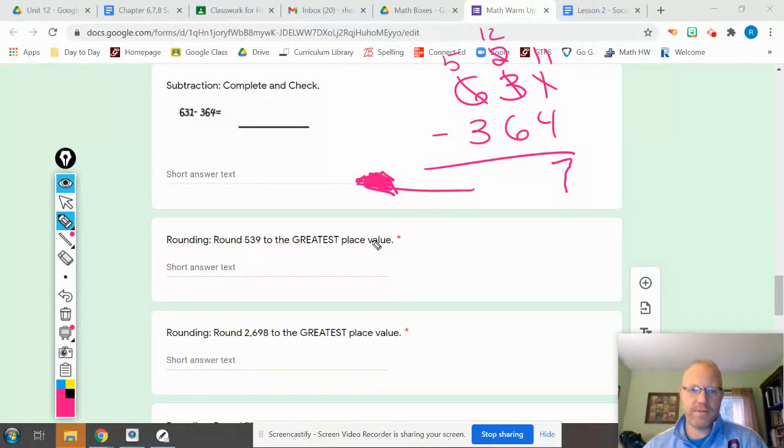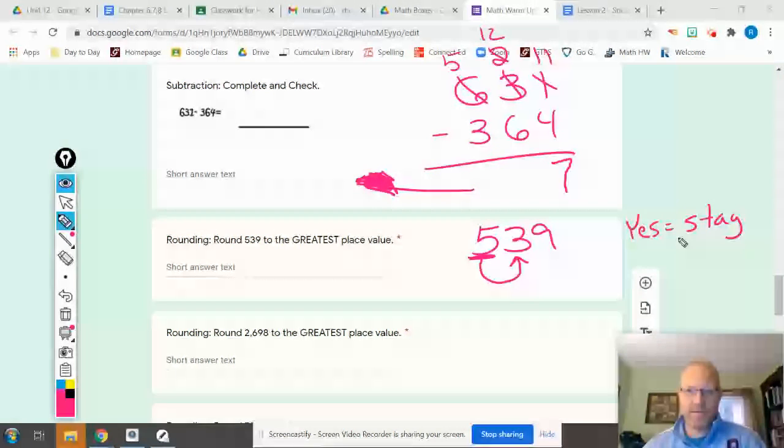Moving on. Round to the greatest place value. So you have 539. The 5 is the greatest value. Ask the 3, are you less than 5? 3 says yes, which means it stays the same. So the 5 stays the same, everything else turns to a 0. So 539 is closer to 500 than 600.